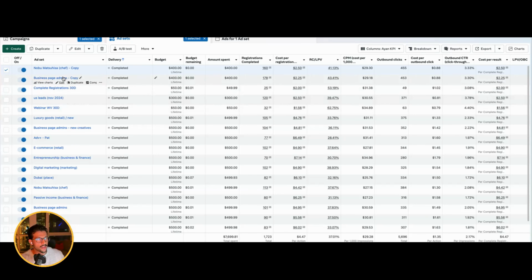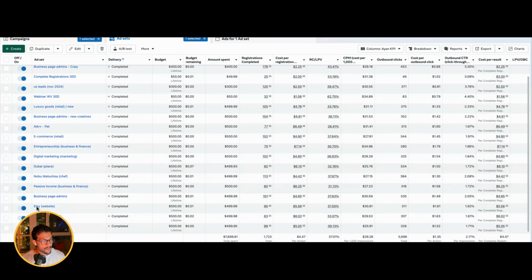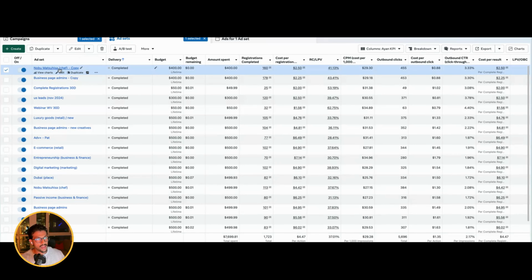So I ran retargeting. Which ad set is performing the best? For example, here, Nobu was performing really well for me amongst other ads. So I copied it and launched it again just before the webinar and gave it almost the same budget. It got me 160 extra registrations. Let's go into another example.